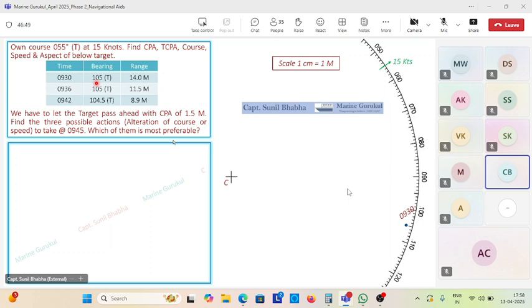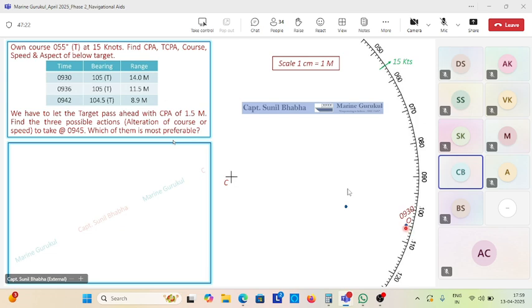The bearing is 105 and the range is 14 miles. So from point C, using the graduations on the circumference at a bearing of 105 and at a range of 14 miles as per our scale, we mark the first relative position of the target. This observation is taken at 9:30, so that time is also mentioned alongside. And as per our nomenclature, this is named as O, Oscar. So we have the first relative position of the target on the plot.